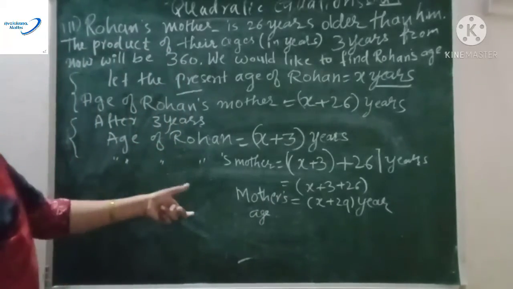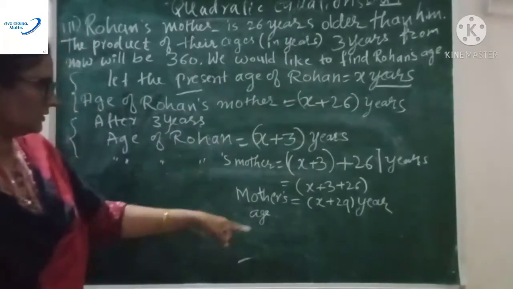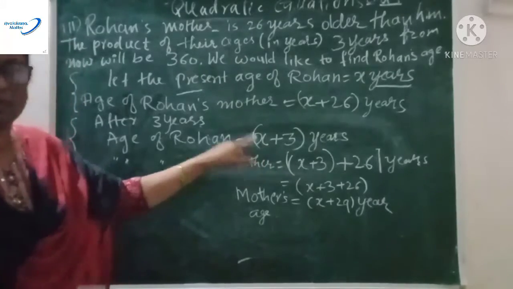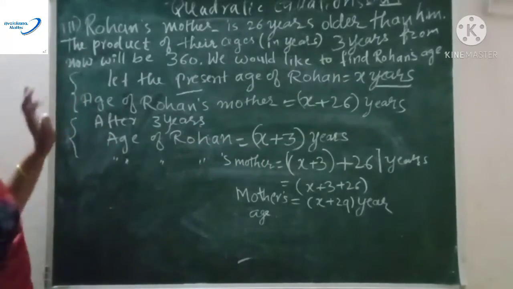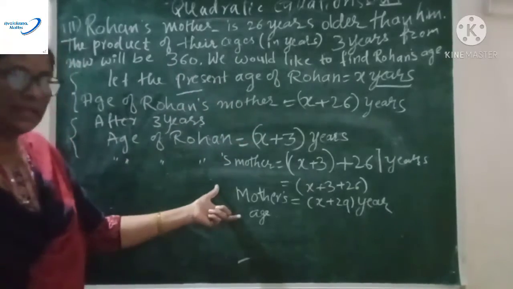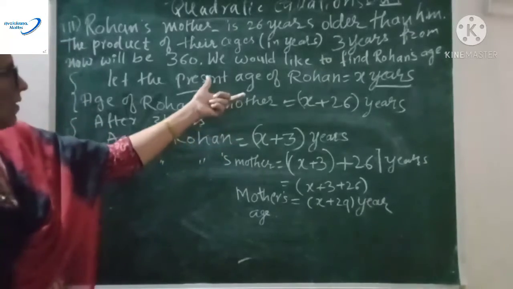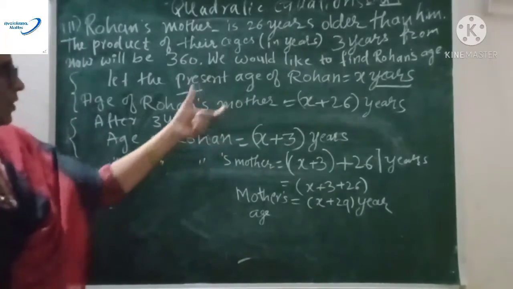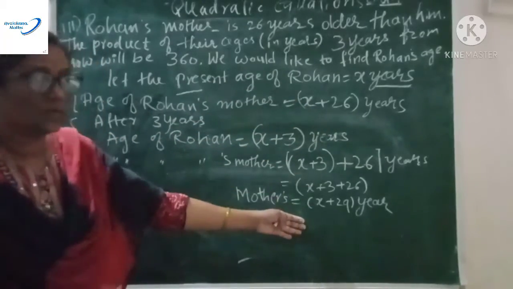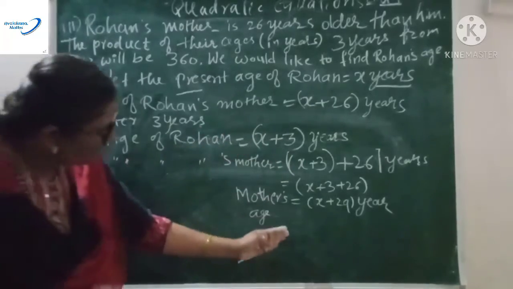Now children, there are two ages. You are saying, miss, first you said the mother's age is x plus 26, now you are saying x plus 29. Before you said x years and this is x plus 3. What is this? Now listen children. As I told you in the beginning, we will get two concepts: the present ages, and what their ages were. Only three concepts. Now you have got two concepts here in this problem. One is that the present age is this much. This is also an age, but this age is after 3 years.